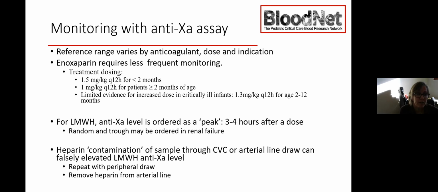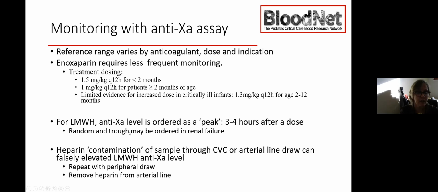Low molecular weight heparin, the anti-10A level is ordered as a peak. So this is usually 3 to 4 hours after the 3rd or 4th dose. You may have a need to check random or trough levels, particularly in renal failure, to make sure that you're not accumulating. But usually, standardly, it's a peak is what the level is.